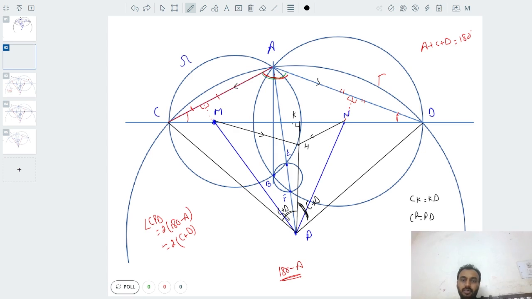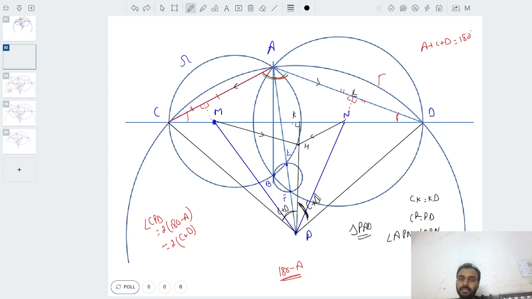Right? Now again, if we consider the triangle PAD, AD is a chord of the bigger circle again, and PN is a perpendicular bisector of that chord. So we can say that this angle APD is also bisected by PN, isn't it? So I can say angle APN is equal to angle DPN. Do we know this complete angle?